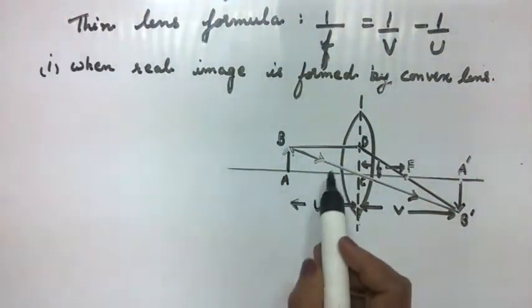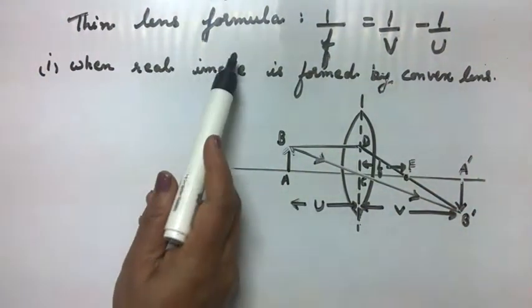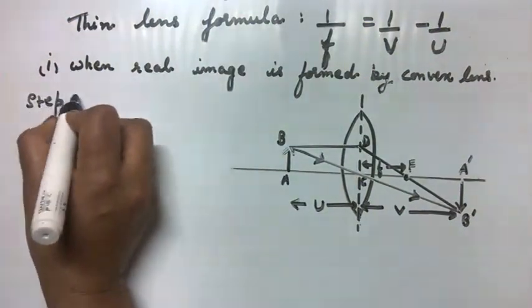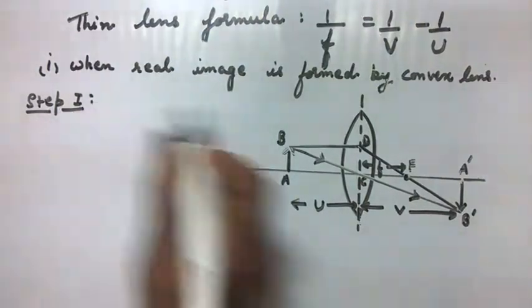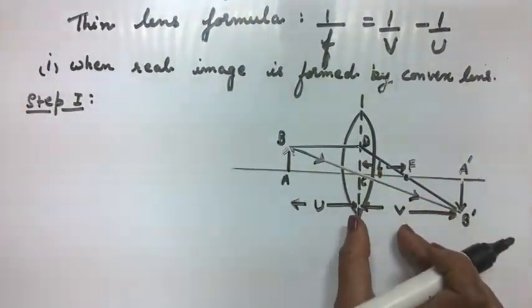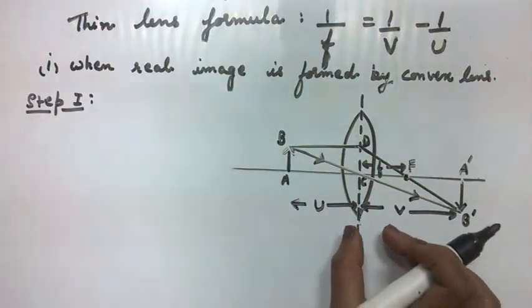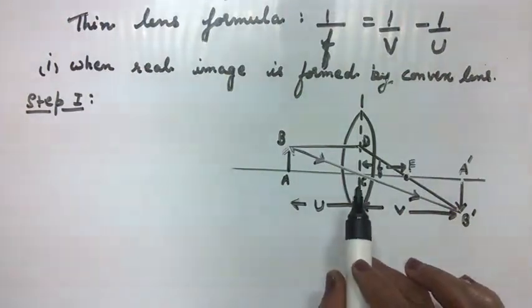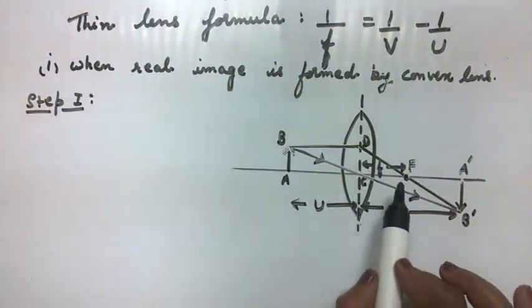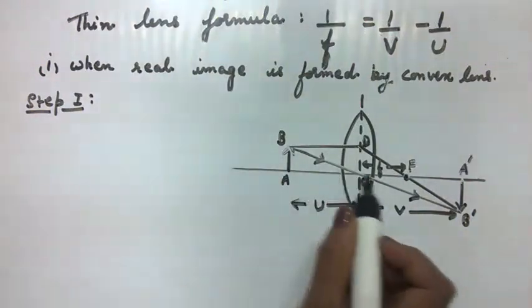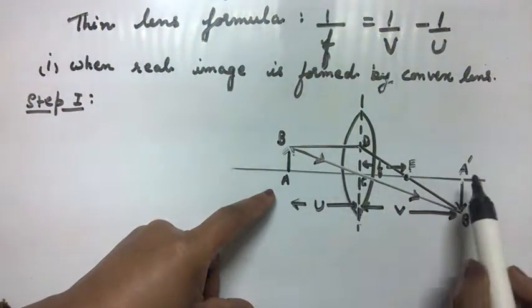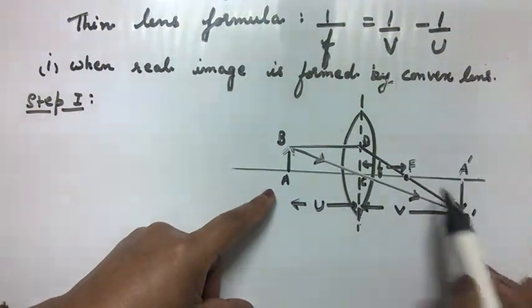Now, to derive the thin lens formula, we will follow 3 steps. In the first step, we will consider similar triangles in this ray diagram. Similar triangles are triangles in which the shapes are the same, no matter the sizes. That is, the sizes can be different. So here let's consider the triangle ABC, which is similar to the triangle A dash B dash C.